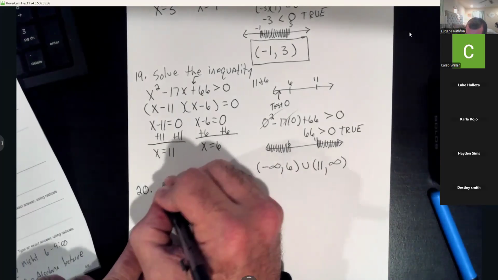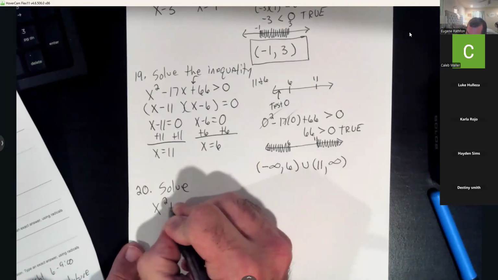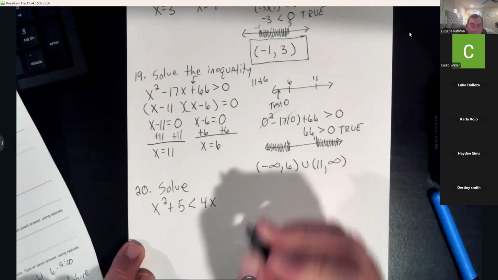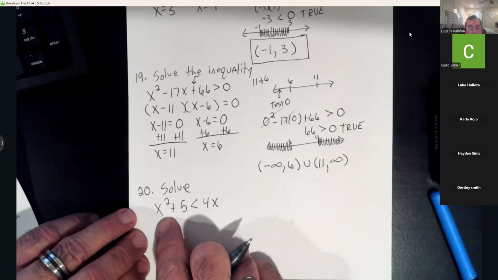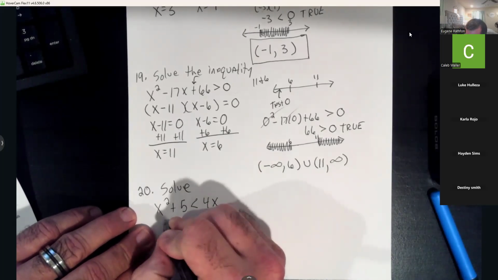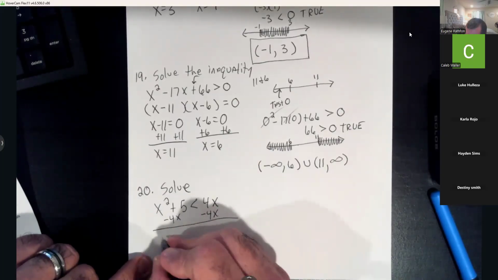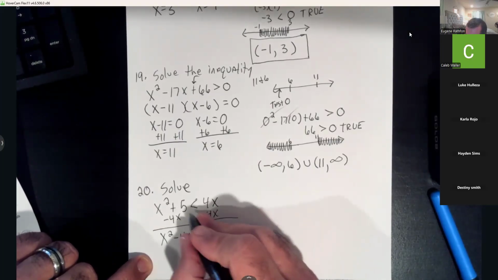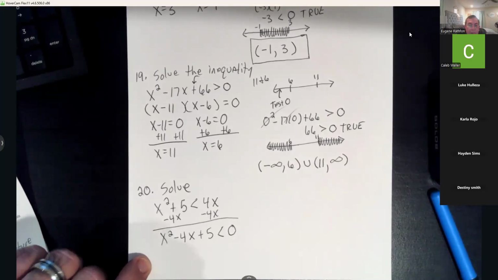Alrighty, then the last one says solve. I got x squared plus 5 less than 4x. So y'all, for this one, I need to get the 4x over here because I need a 0. So I would come in and subtract 4x from both sides so that I get x squared minus 4x plus 5 less than 0.